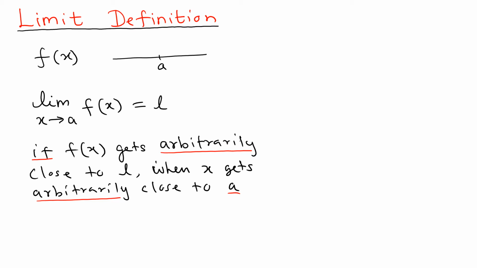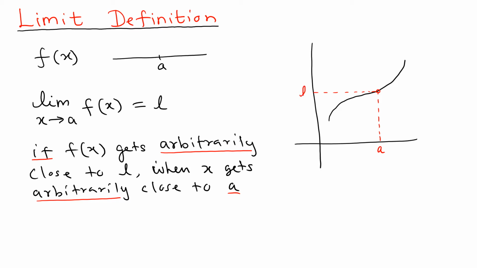So let's say we have a function, and this is a. The function may not be defined at a, so we remove that point, and this is the value L. This is the x-axis and the y-axis, and this is the function y equals f(x).